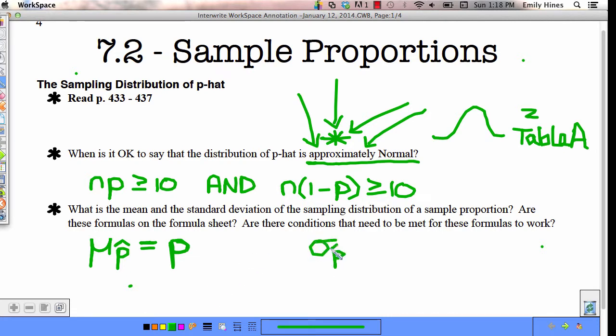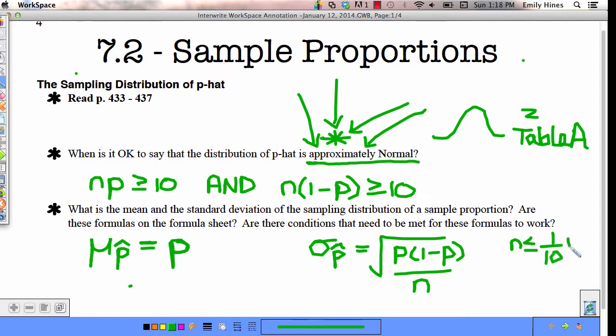The standard deviation for p-hat is the square root of p times 1 minus p divided by n. However, this is only true if n is less than or equal to 1/10 of the population, which is also written as 10 times the sample size n has to be less than or equal to the population size. This is the one that we've been using, but the actual one says this, but they are the same thing. Remember, we call this the 10% condition.